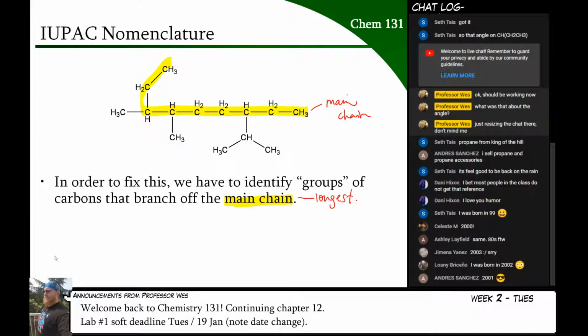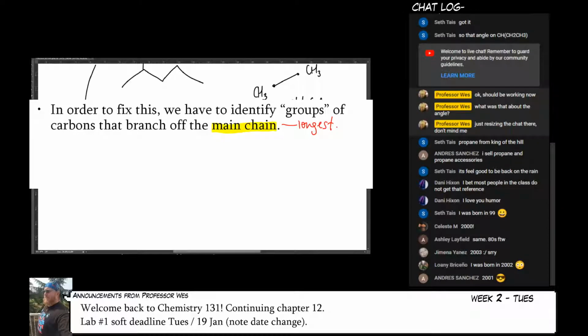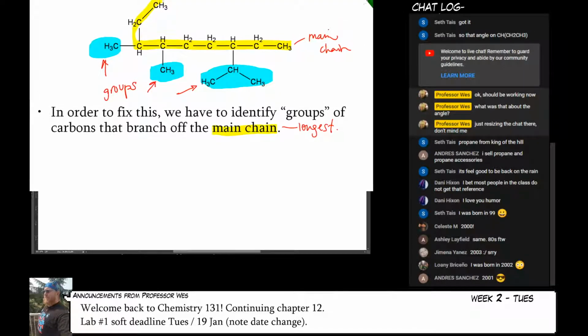And what that means is that anything else that is not on the main chain becomes a group. So I'm going to highlight those in blue. So these right here are called groups. Now, before we move on, what I want to do is identify some of these groups. So let me put this up here so you can see the chain.